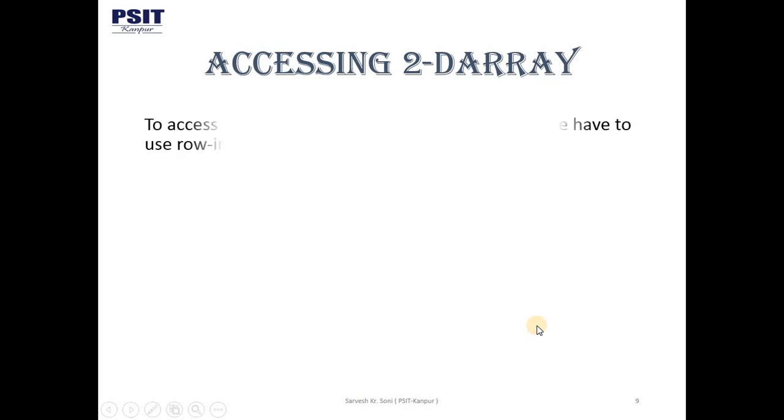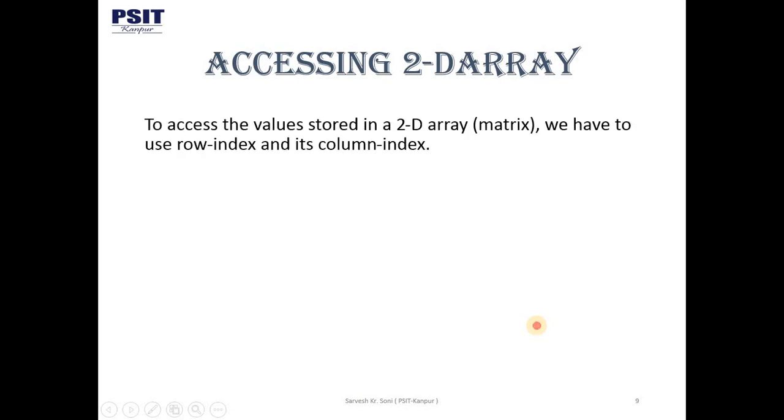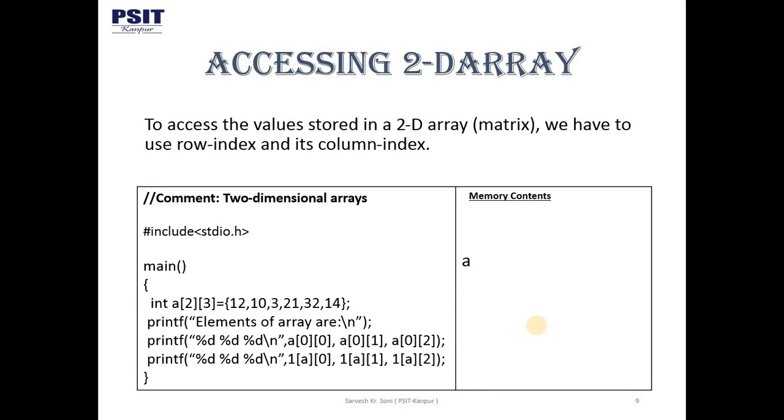Now how to access a 2D array? So to access the value stored in a 2D array, we have to use the row index as well as the column index to reach the particular cell in the matrix. So this is the example in which I have declared an array of integer type, the name is A, and the order of this matrix is 2 cross 3. Values initialized are 12, 10, 3, 21, 32 and 14.